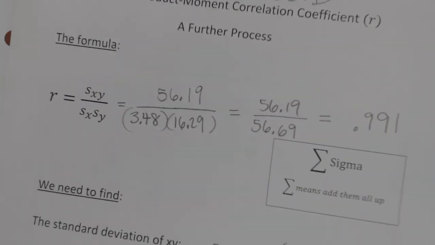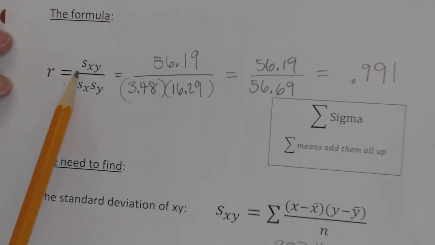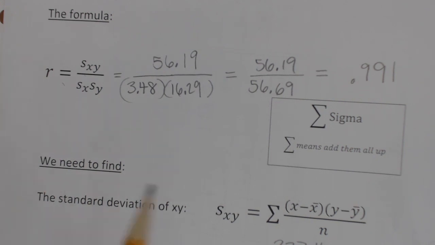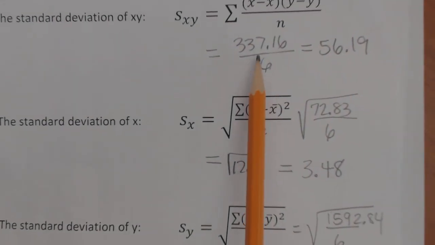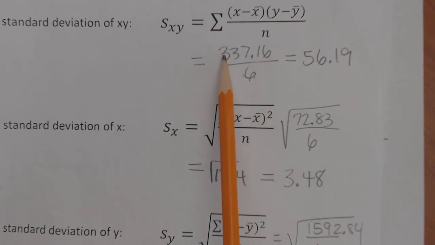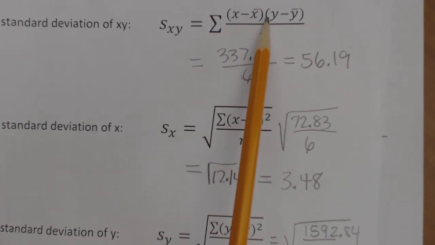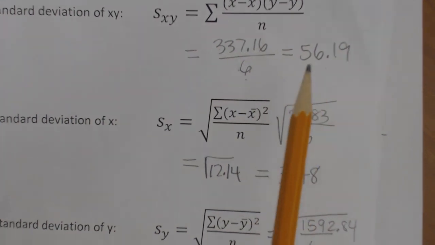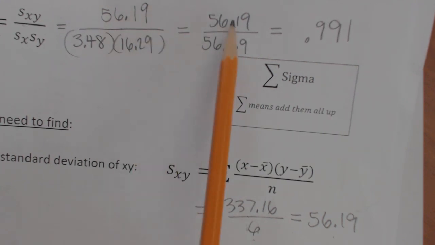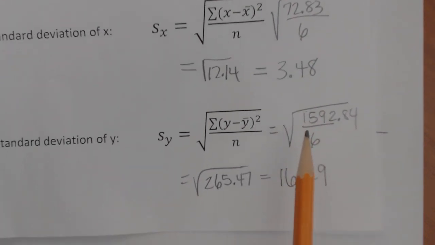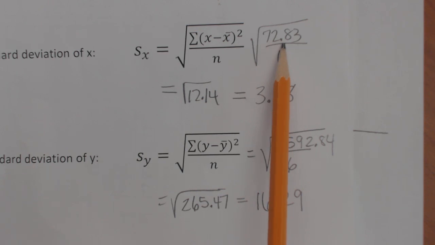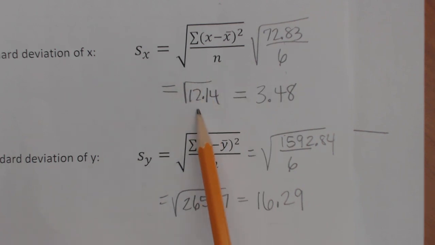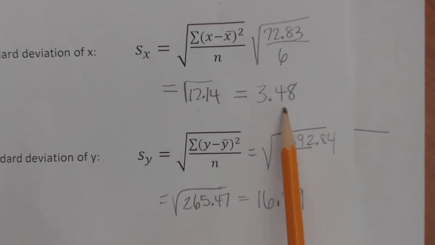Okay, so doing that, we then have to find the R. So you take out your nice R formula, S sub xy divided by S sub x times S sub y. Those numbers come from these formulas, so you have to go back to that page and put in your summation of x minus x bar, y minus y bar, divided by the number of observations, 6. We get 56.19. That's the number that goes on top. Then we have to take the summation of x minus x bar quantity squared divided by 6. Please do that step first, and then don't forget to take the square root.